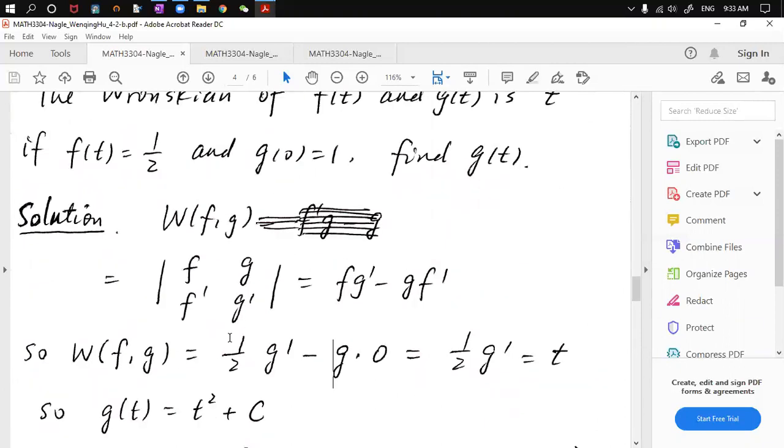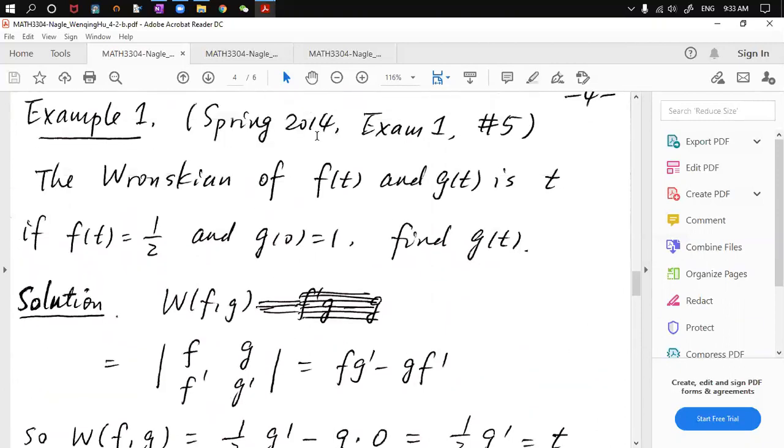You can see that this was one of our exam problems, just to examine if you know what a Wronskian is. As long as you know the definition of the Wronskian, you can solve this problem without any problems. That's the thing about this Wronskian business.